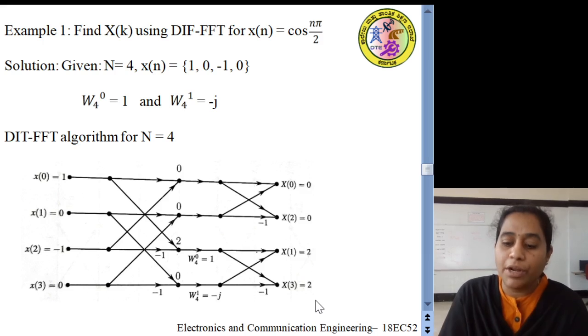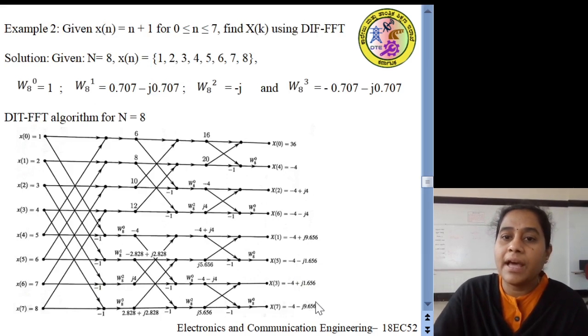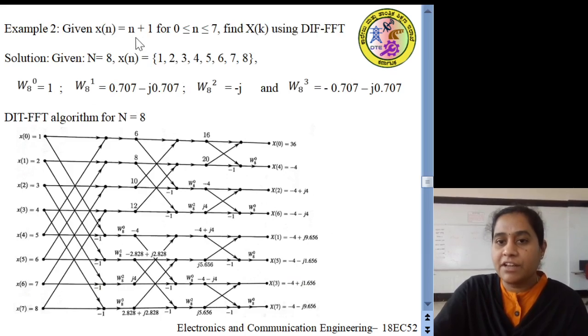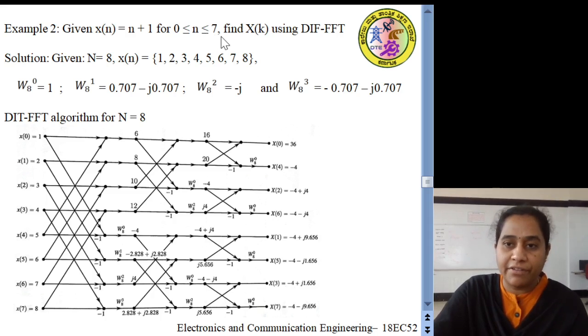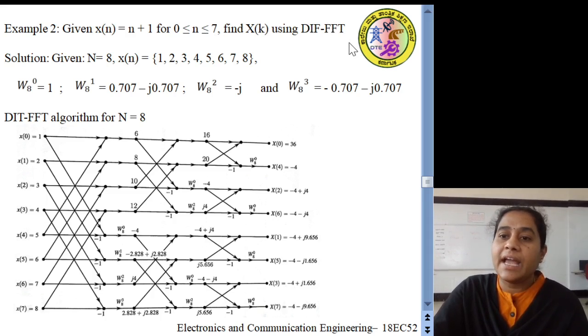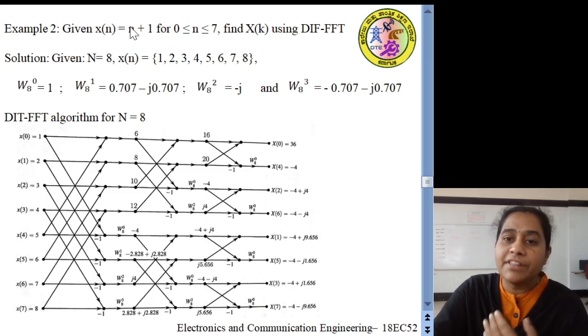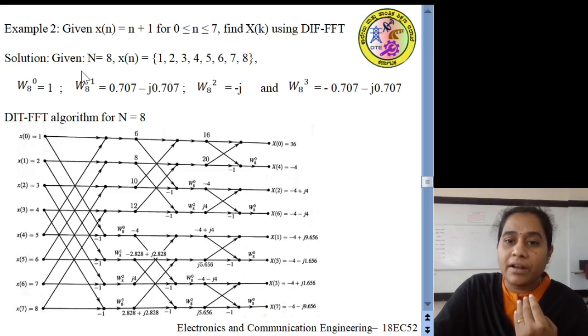Now let us consider one more example. Here, they have given x of n equal to n plus 1 for n varying from 0 to 7, and we need to find the DFT using the DIF FFT algorithm. First we have to derive the inputs for N equal to 8. If we substitute n as 0, we obtain x of 0 as 1. If n is 2, x of 2 is 3, and like that.